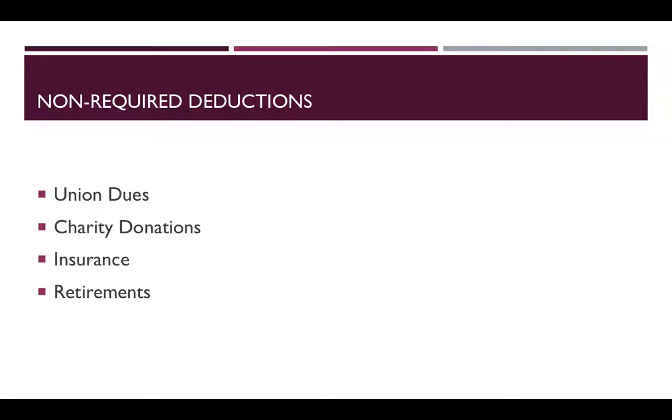Non-required deductions that they need your written approval for are things such as union dues, charity donations, insurance, or retirement plans.